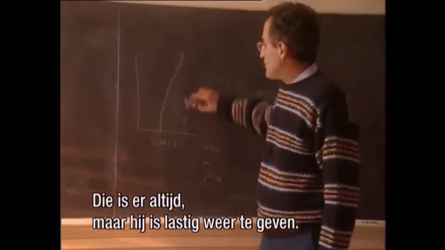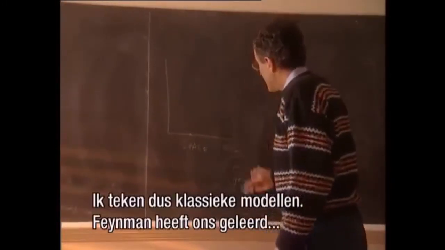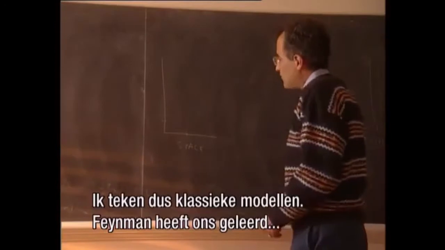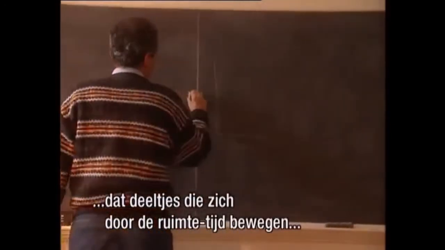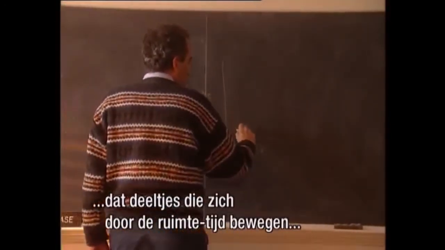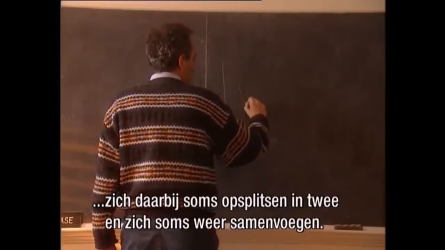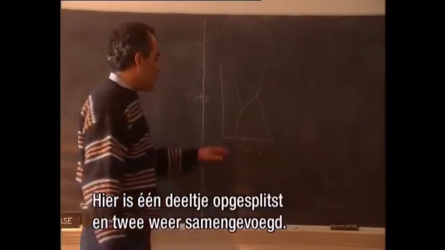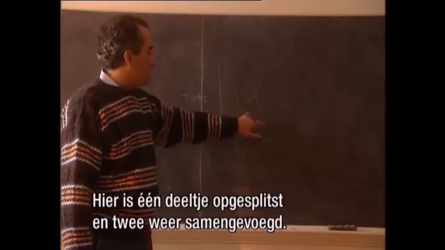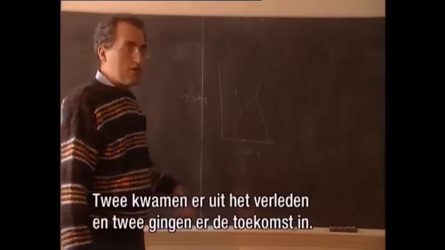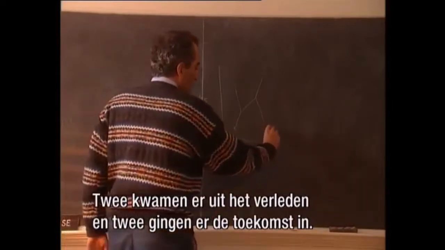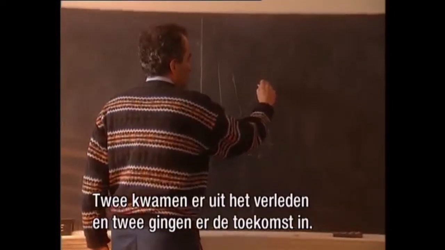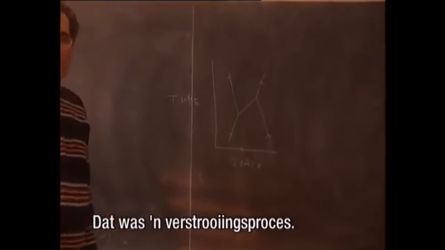To try to keep track of it, we're just going to draw classical pictures. But now I want to say something that Feynman taught us: you should think of these particles as they move along in space and time, sometimes breaking into two, and sometimes rejoining. So here one particle broke into two at this moment, and two rejoined into one here. The overall process is that two came in from the past and two went out to the future. So that was a scattering process.